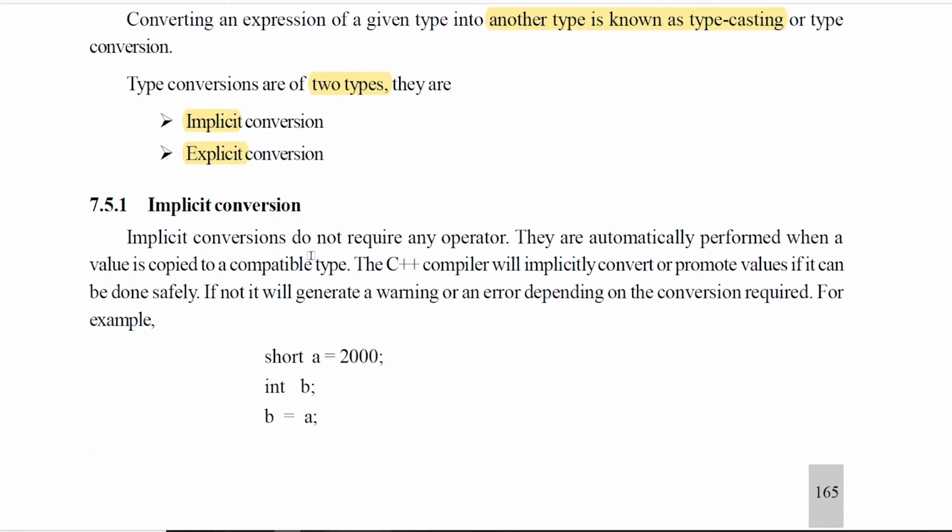Implicit conversions do not require any operators. They are automatically performed. That's what implicit means. They are done automatically when the value is copied to a compatible data type. So the C++ compiler will implicitly convert or promote the values if it can be done safely. If it is not, it will generate a warning or error depending on the conversion required.